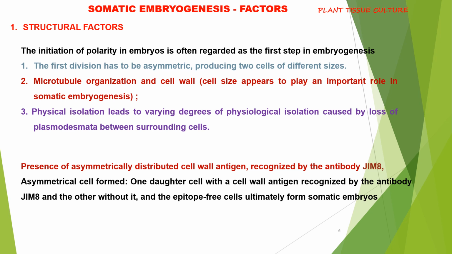Distribution of a cell wall surface antigen with an epitope for the antibody JIM8 has been reported in many cases. After the asymmetric cell division, one of the daughter cells has the cell wall antigen recognized by the antibody, and the other, the epitope-free cell, leads to the formation of somatic embryos.